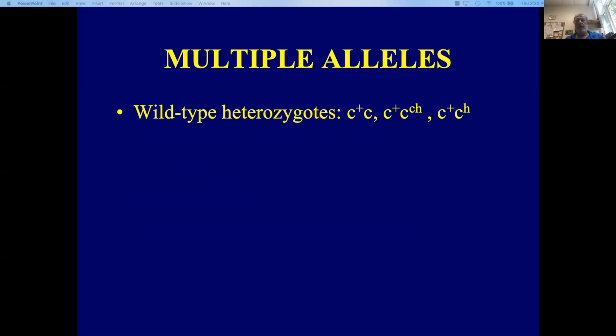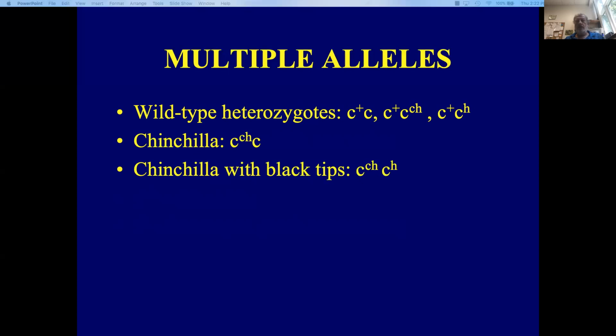So wild-type heterozygotes then would be C plus C, C plus C-C-H, and C plus C-H. A chinchilla heterozygote would be C-C-H C. A chinchilla with black tips would be C-C-H C-H. And a Himalayan heterozygote would be C-H C, and albinos can only be homozygous because the albino allele is recessive to all the other alleles.